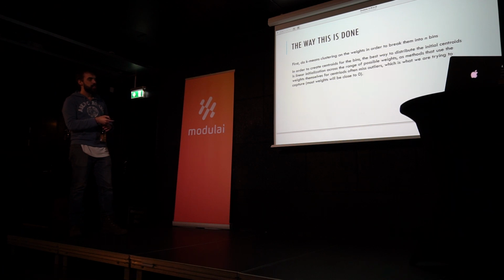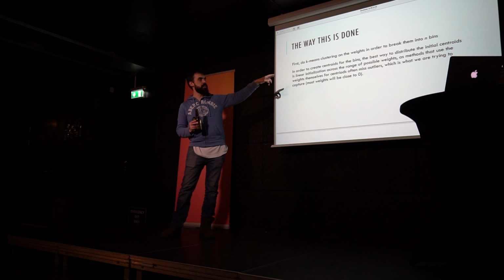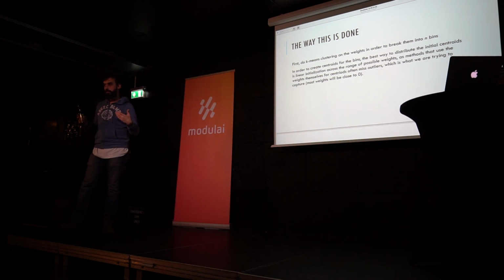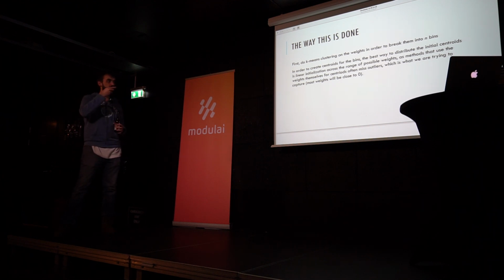So first, do k-means clustering on the weights in order to break them into n bins. That's pretty trivial. But of course, what are those bins, right? So you need to initialize the first centroid. That's really the key, because after that you're just multiplying by the gradient and the learning rate, and then it converges towards something. But you still need to choose the right initialization.